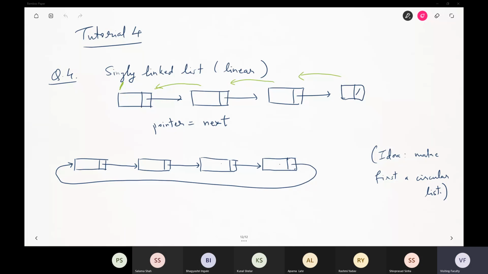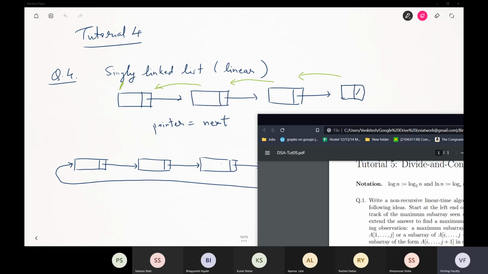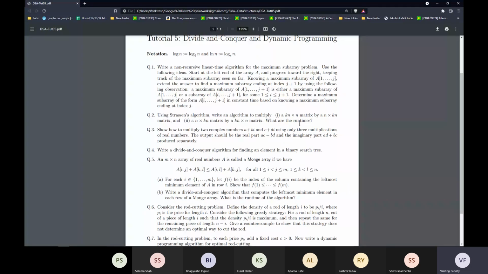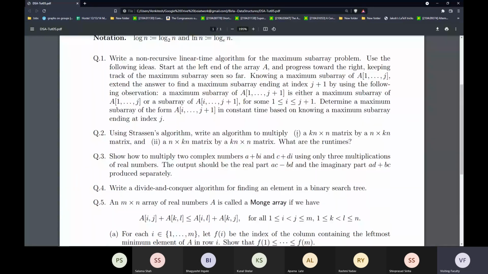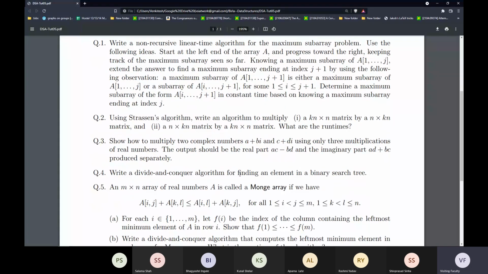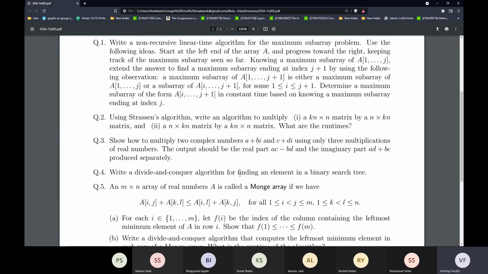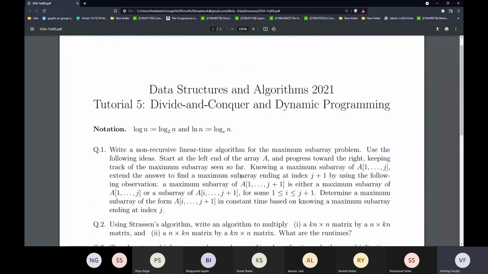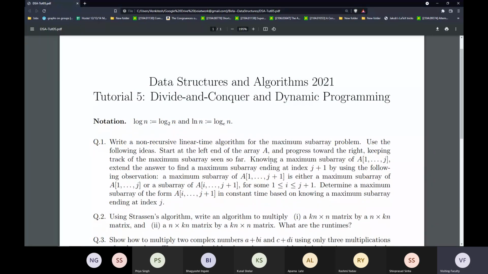So let me just show you the tutorial sheet where we left off last time. We had completed question number 3. Question number 4 was already done in the lecture. Actually, this is the tutorial on divide and conquer and dynamic programming.